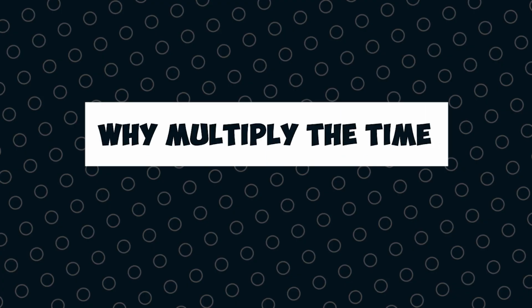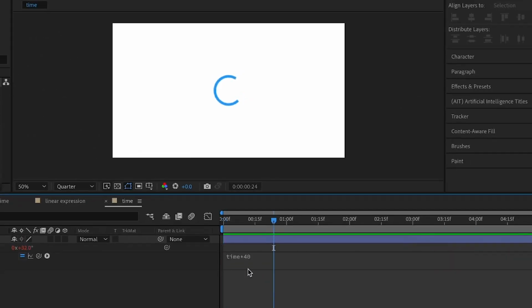Why did I multiply it by 40? I multiply it by 40 so that this will increase the speed of the animation. If I just set time, it will just rotate within this composition's time frame, and you will not really see anything significant. So that's it for today's video.